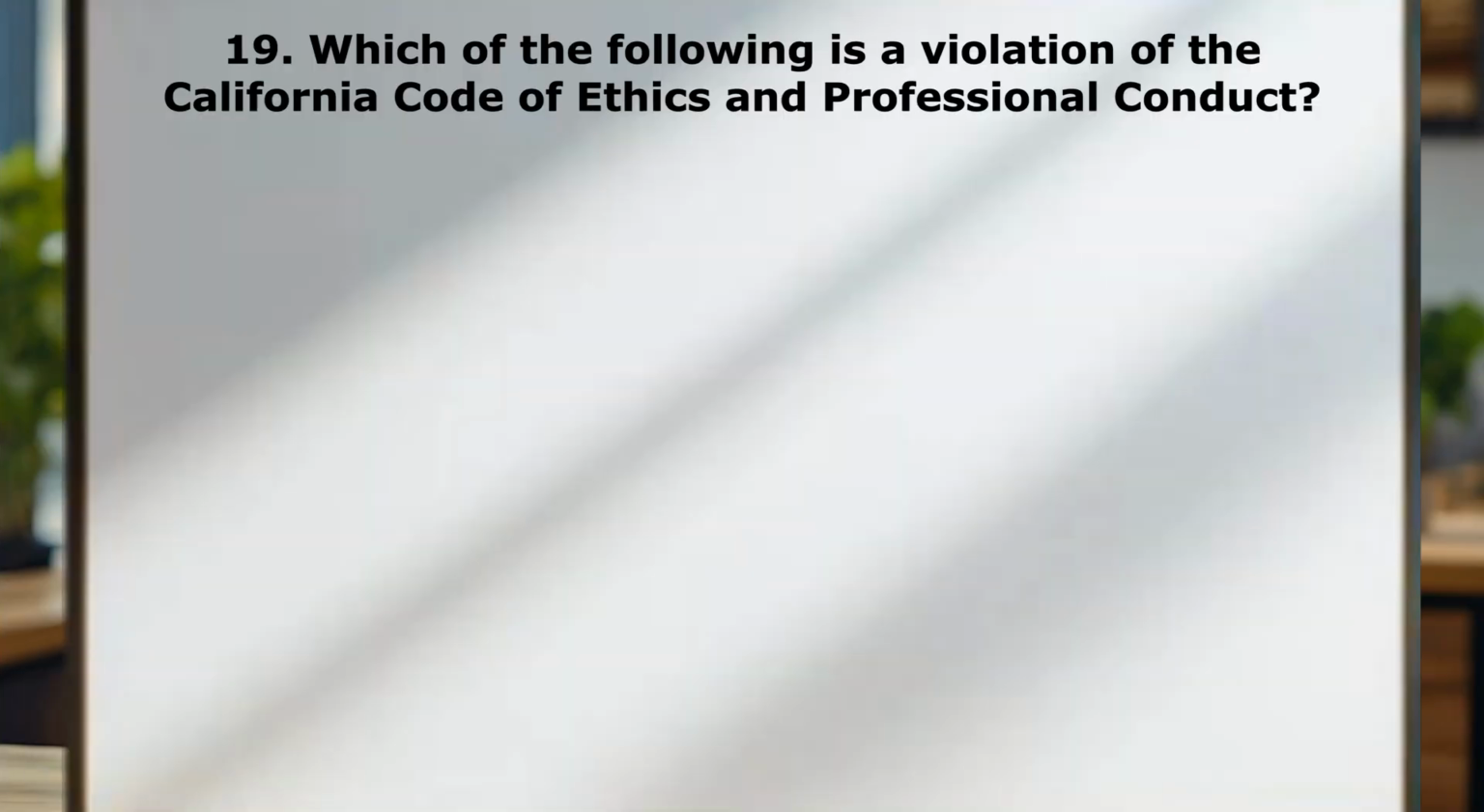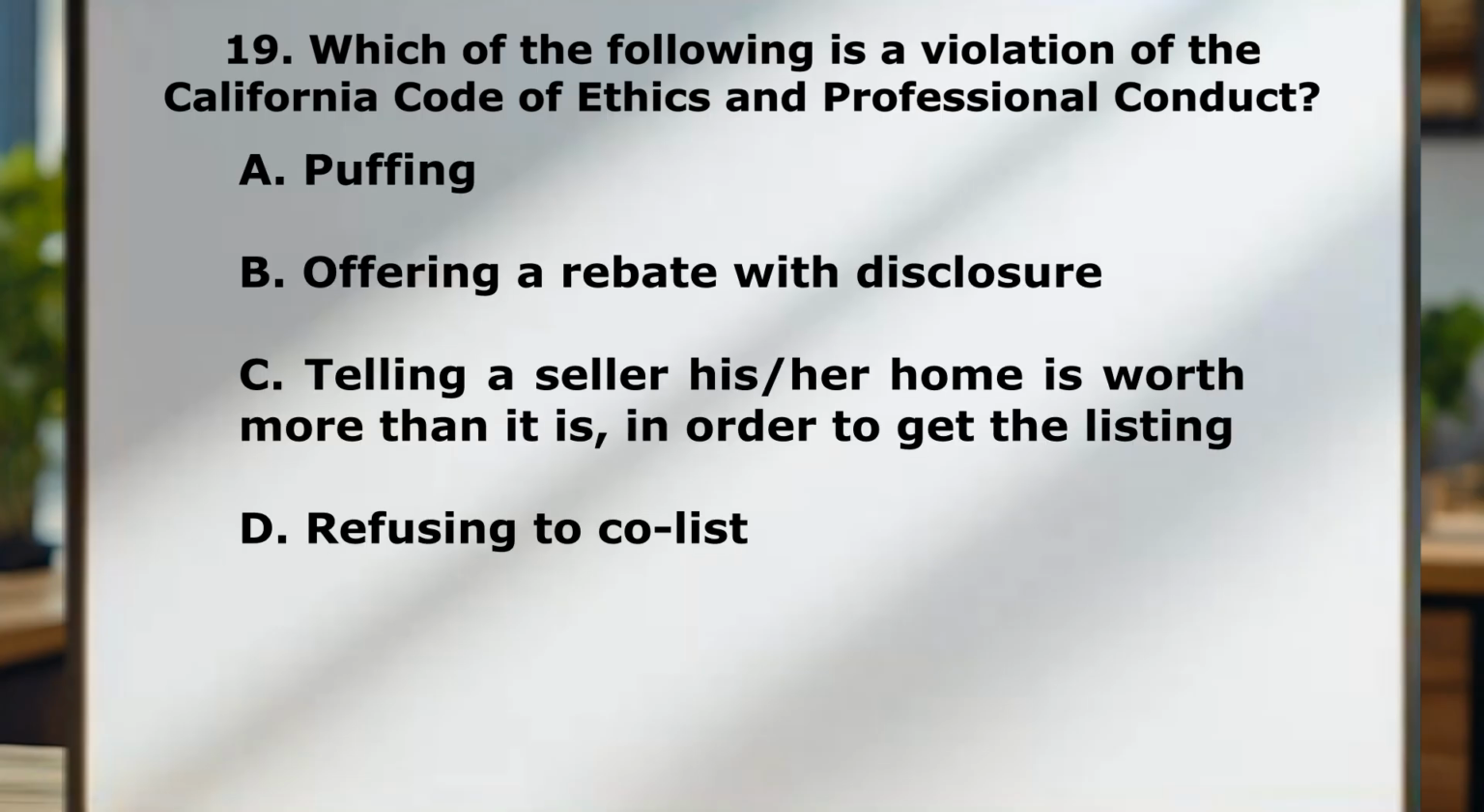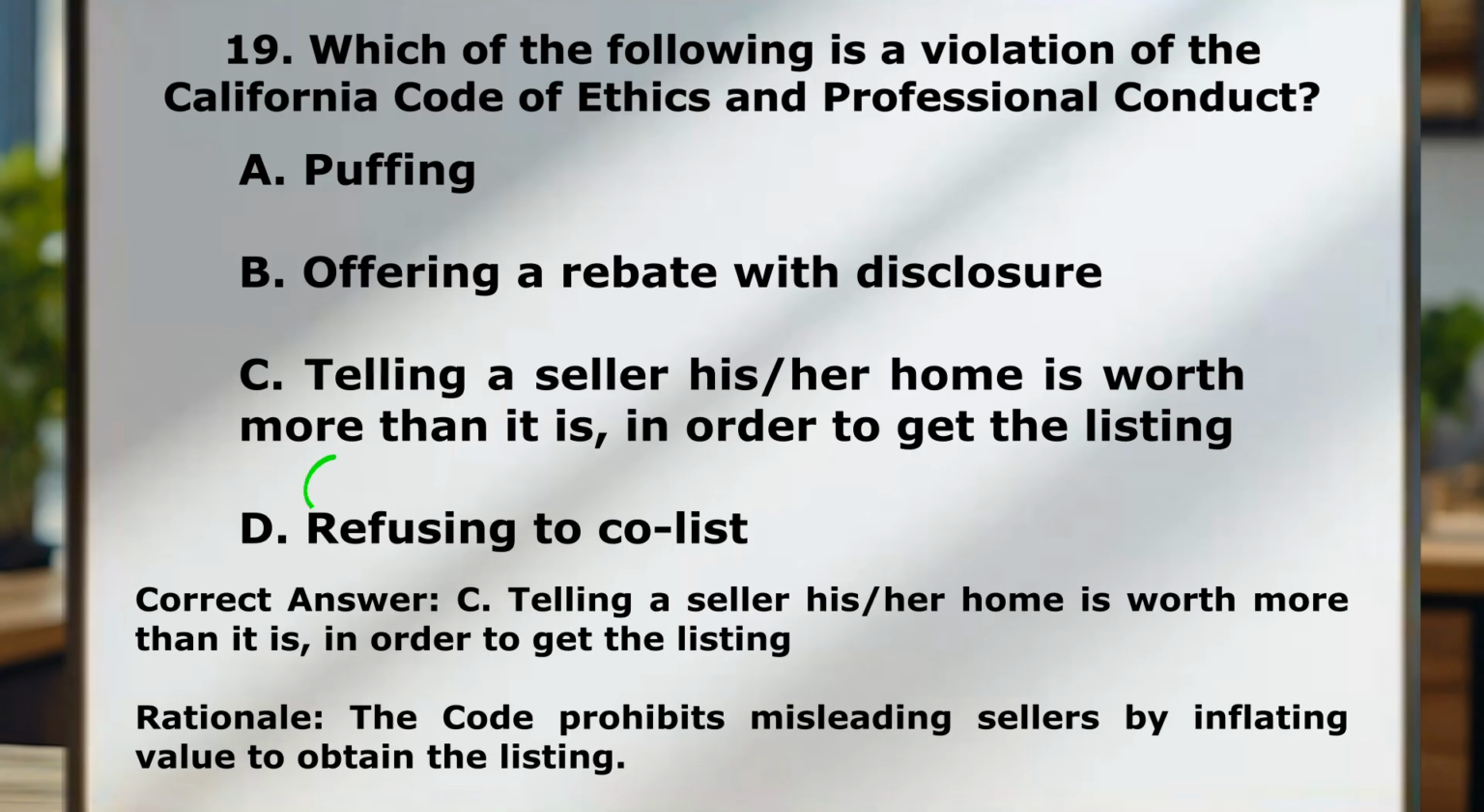Question number 19. Which of the following is a violation of the California Code of Ethics and Professional Conduct? A, puffing. B, offering a rebate with disclosure. C, telling a seller their home is worth more than it is in order to get a listing. D, refusing to co-list. Correct answer is C. Telling a seller their home is worth more than it is just in order to get a listing is a violation.